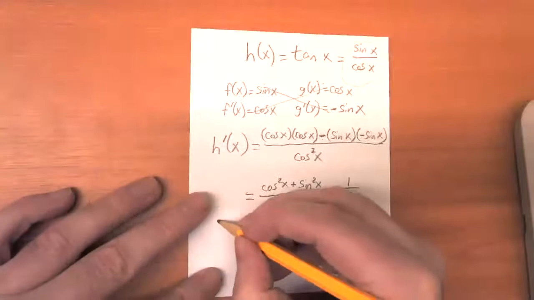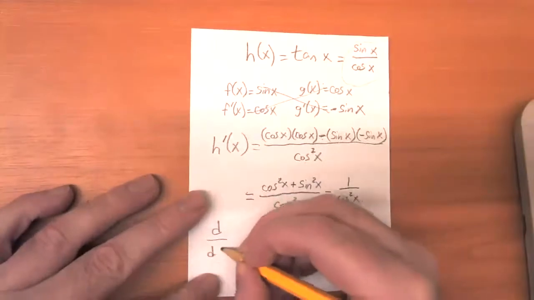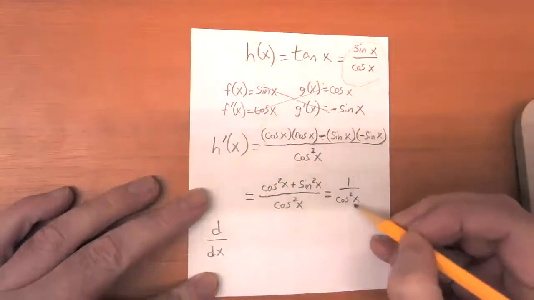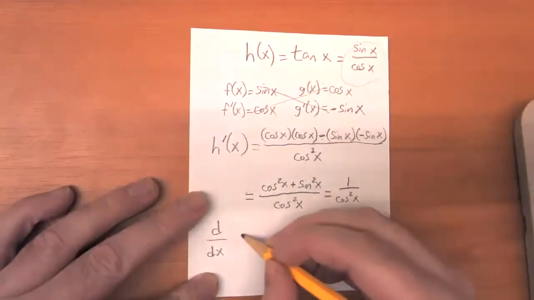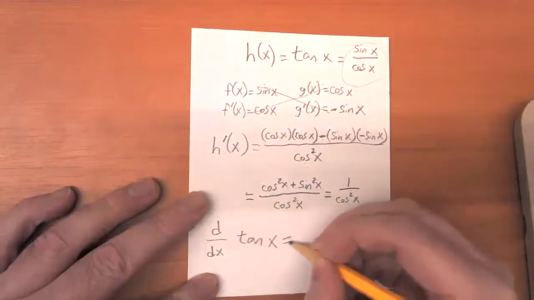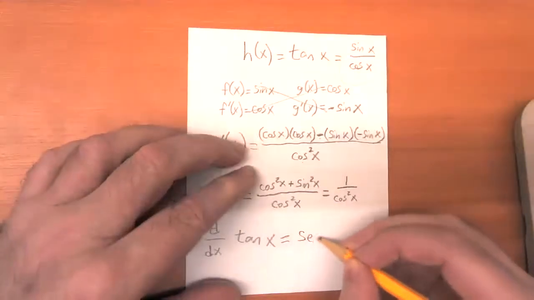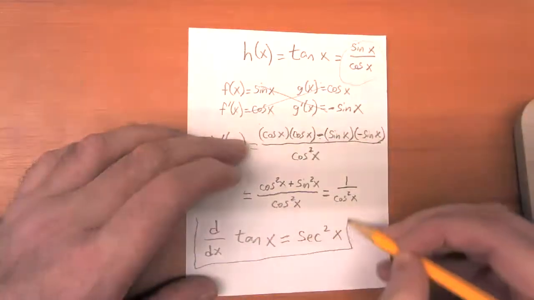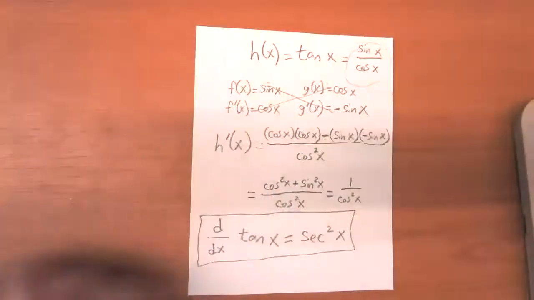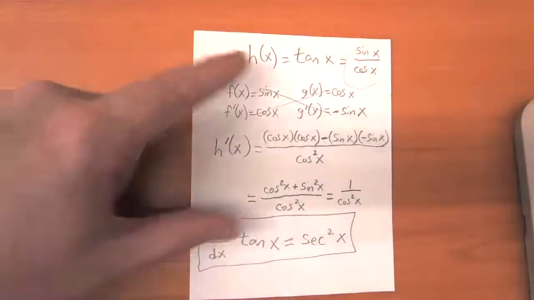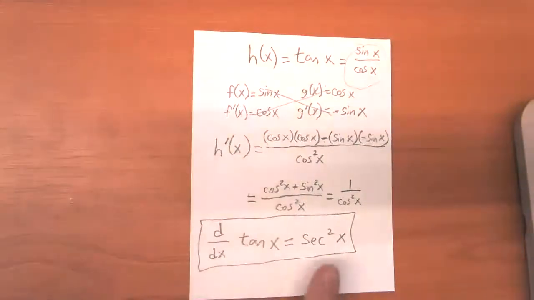And traditionally, we're going to remember our identity that 1 over cosine is equal to secant. So the derivative of tangent of x is equal to secant squared of x. All right, so that gives you an idea of how you can use the quotient rule to figure out that the derivative of tangent is secant squared.